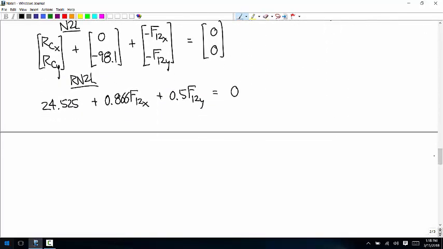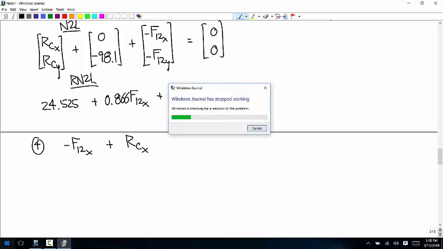Okay, so now we're going to come up with equations 4, 5, and 6. Equation 4 says, well, I'm going to put it in a different order. Negative F12x plus RCx is equal to 0.